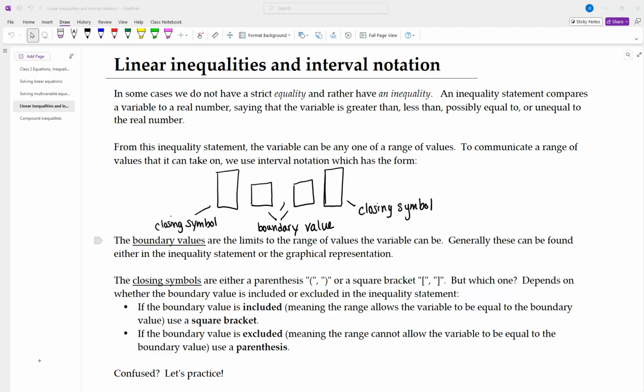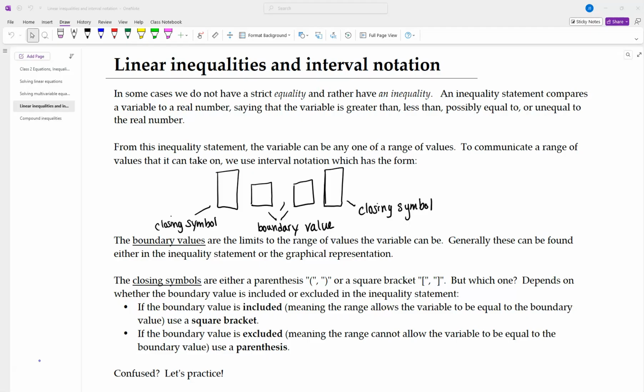And so you can see I have the overall format sketched out here, but it really consists of 5 symbols. So on the two ends, there's a closing symbol. We'll talk about what goes in those closing symbols. In the middle are boundary values, so we communicate the left-hand boundary and the right-hand boundary. And then in the middle, there's a comma to separate the numbers so that we don't read the numbers together. So it's really those 5 things that you need to write in interval notation.